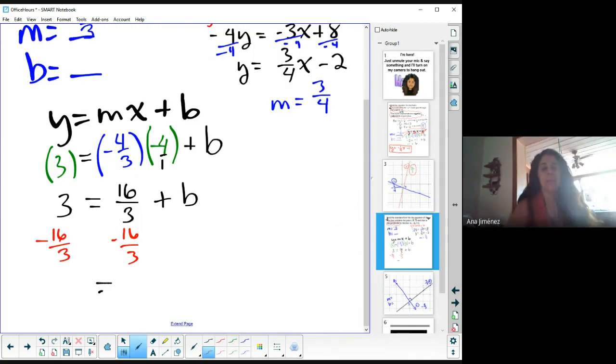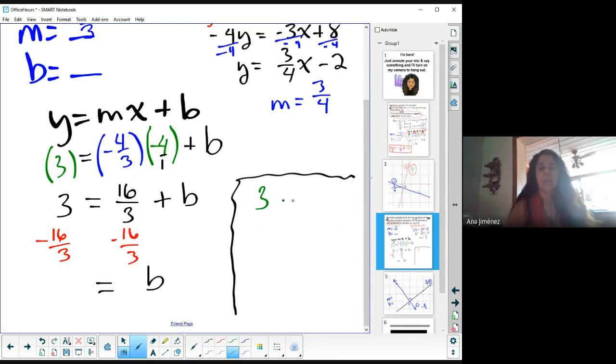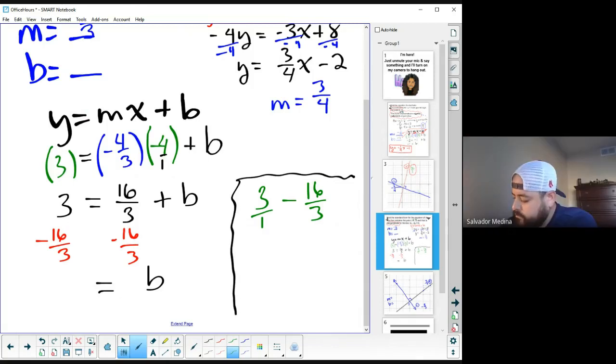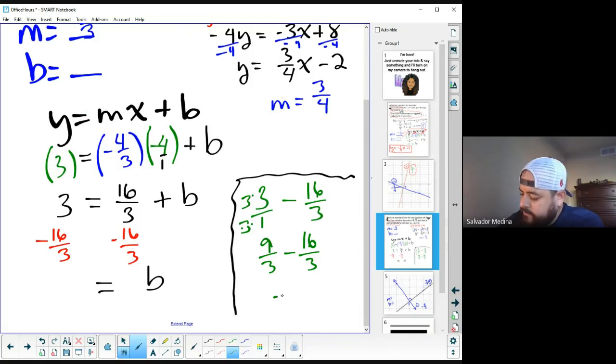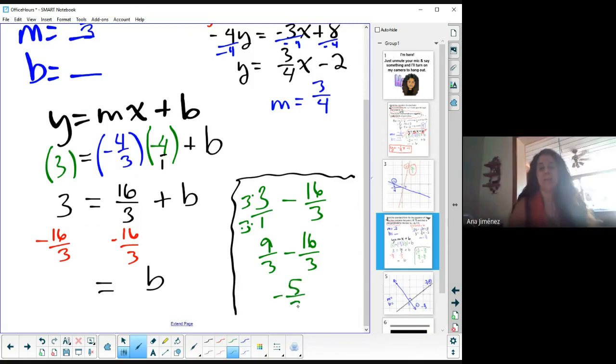And the right-hand side's pretty easy. It's just b. The left-hand side's messy, so I'm actually going to do a little side work. I'm going to do here 3 minus 16/3. When you're adding and subtracting, you need like terms. So I don't have like fractions. I have a denominator of 1 and a denominator of 3. And I need to fix that. So I'm going to multiply top and bottom here by 3. Yeah, 3/3. So that gives me 9/3 minus 16/3. So it's going to be -5/3. Nice.